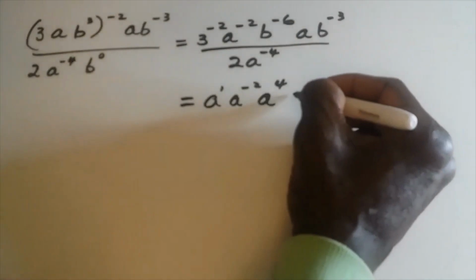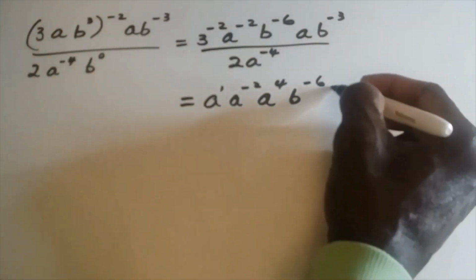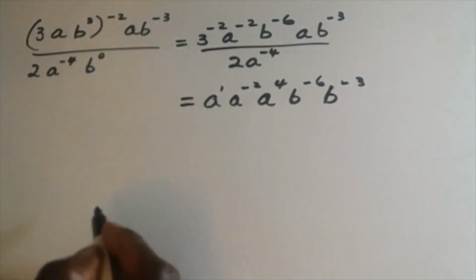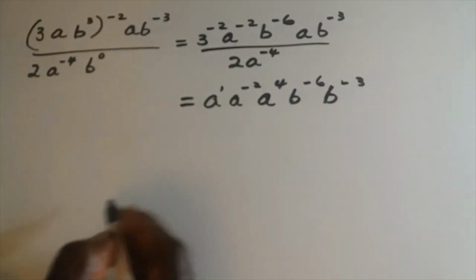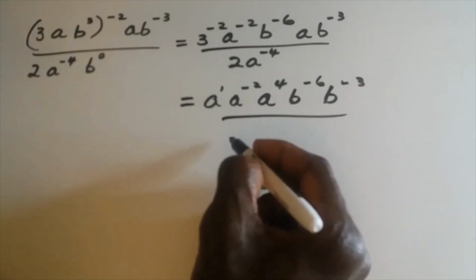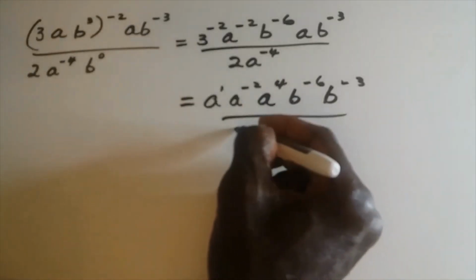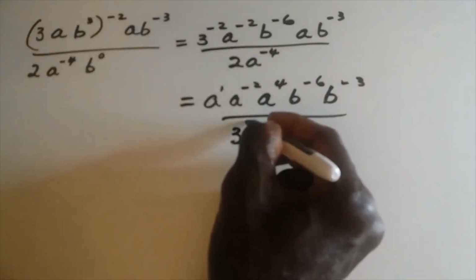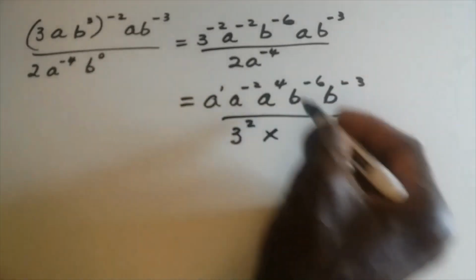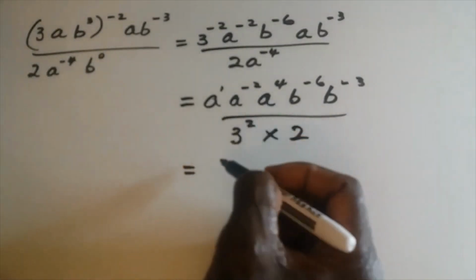Next we have the b's, so we have b to the minus 6 and b to the minus 3. And now in the denominator we'll bring the 3 to the minus 2 down to the denominator, and that becomes 3 squared, and we're left with the coefficient of this, which is 2. And now we can evaluate our numerator.